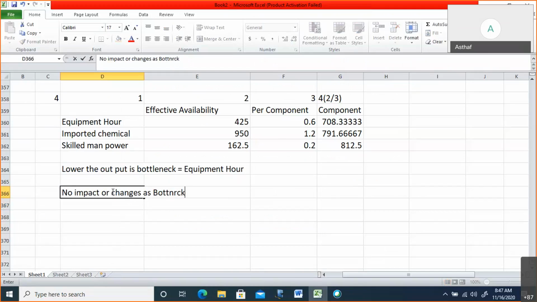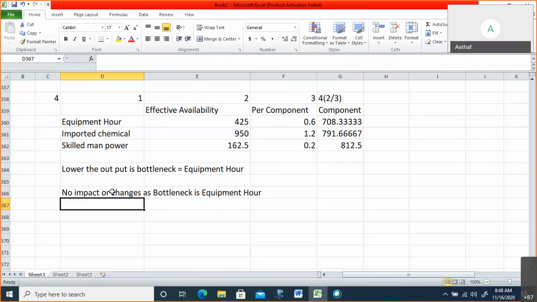Bottleneck is equipment hour. Bottleneck, no impact or changes as bottleneck is.